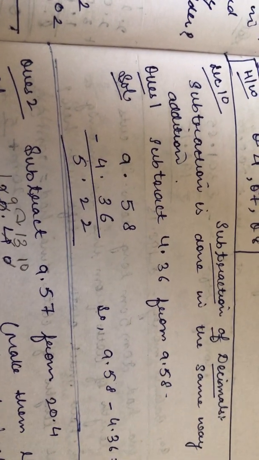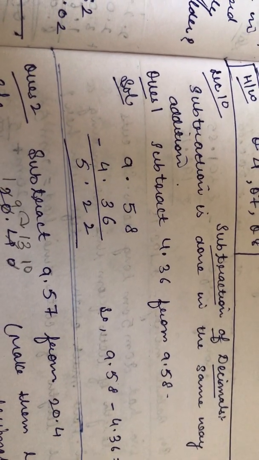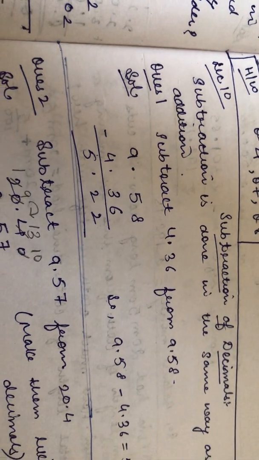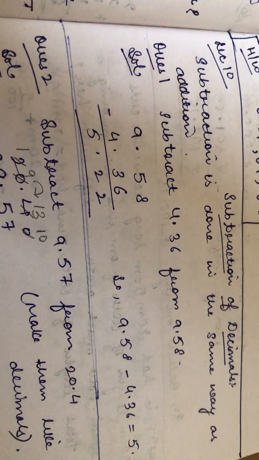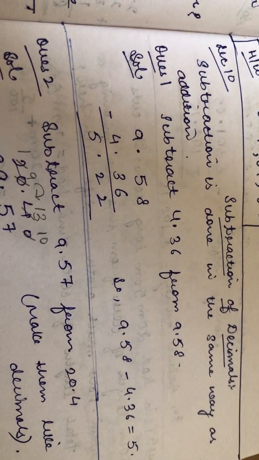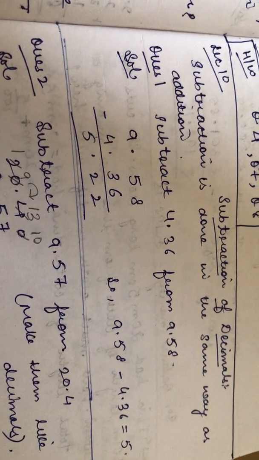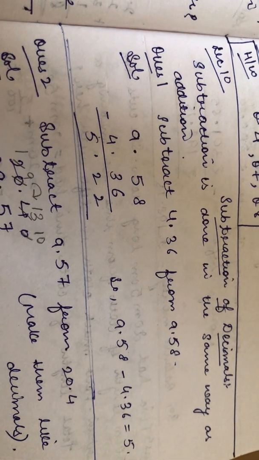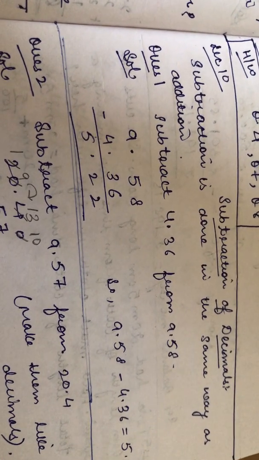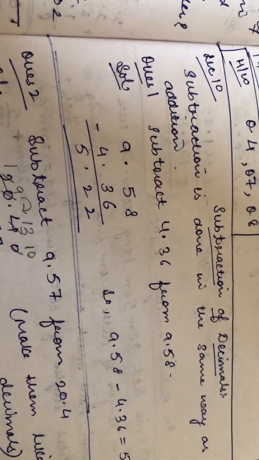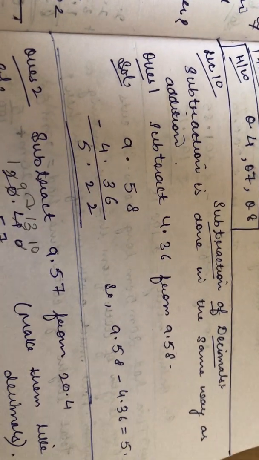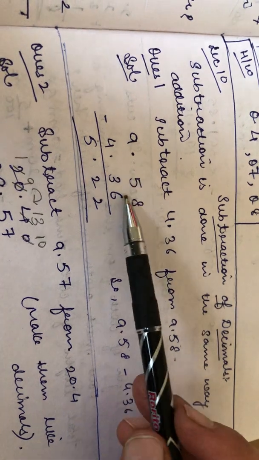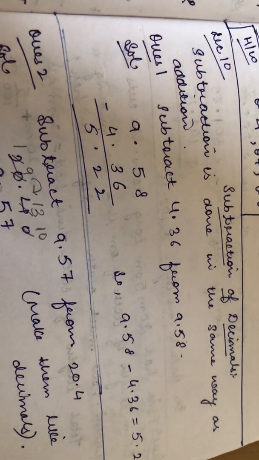It is quite similar to what we have done in addition of decimals. So let's start. First question is subtract 4.36 from 9.58. Whenever a question is like this, subtract one number from another number, it means the second number we will write first. So I am subtracting like this: 9.58 minus 4.36.